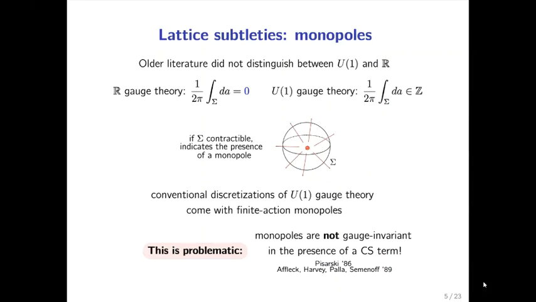sigma. And conventional discretizations based on the Wilson formulation of U1 gauge theory always come with finite action monopoles at the lattice scale. Okay. So this is actually problematic if we're thinking about Chern-Simons theory because monopoles are not gauge invariant in Chern-Simons theory. This was, I think, first pointed out by Rob and others in the 80s. So naively, if we try to discretize Chern-Simons theory with a U1 gauge group, these monopoles are going to cause problems for gauge invariance.